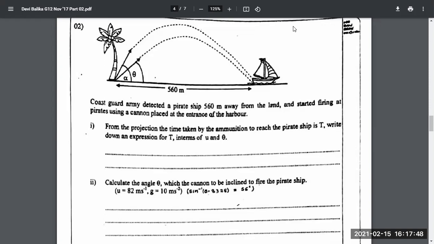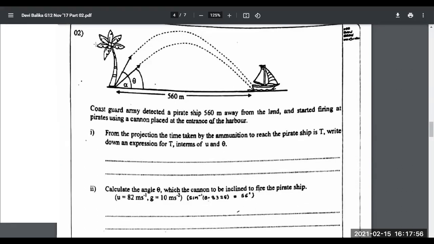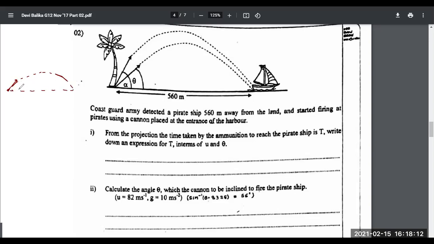Write down an expression. Therefore, we don't have to worry much about deriving it, but let's quickly do it in a few seconds. We can finish it. So when you have a situation like that, what do you do? The ammunition is fired from the cannon at an angle of theta at an initial velocity of u. So time here is 0 and here time is capital T.